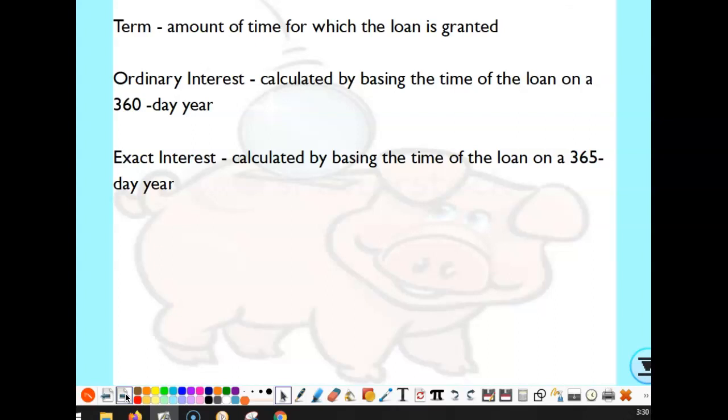Ordinary interest we calculate by basing the time of the loan on a 360-day year, which seems kind of strange to me, but they do it sometimes. And then exact interest is calculated by basing the time of the loan on a 365-day year, which makes more sense because that's how many days are in a year.